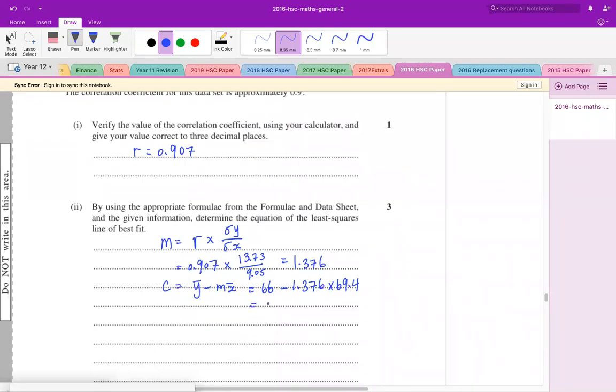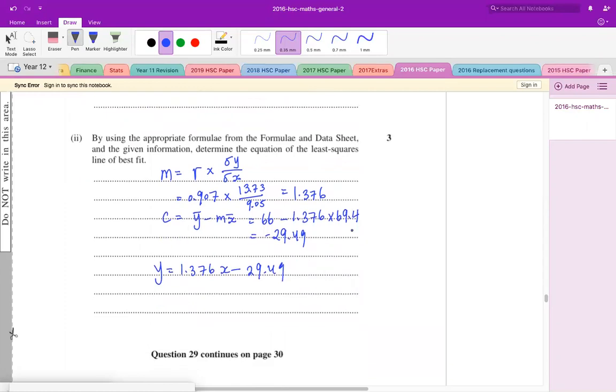That's minus 29.49. So that means y is equal to mx plus b: 1.376x minus, because it's negative, that. I mean, you can use the calculator to find this line, but it says you need to use the formulas to find it. So if you just put the whole thing into the calculator, you don't get any marks for this question. So make sure you're actually using the formulas on the back side of the paper to do it.